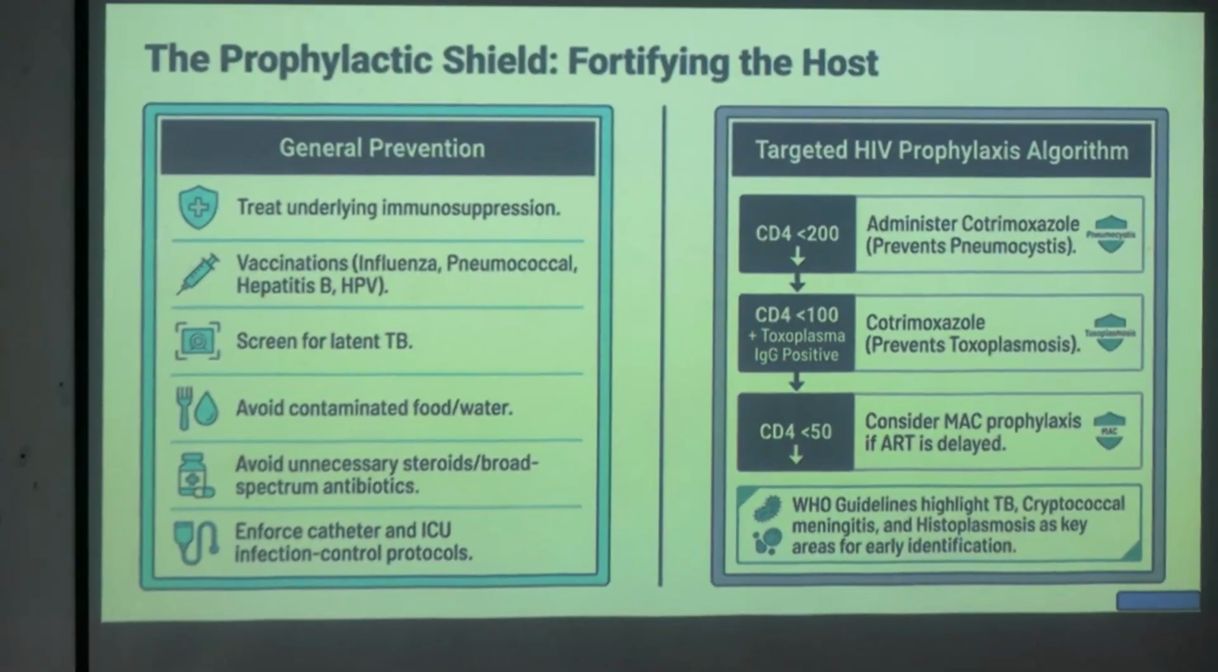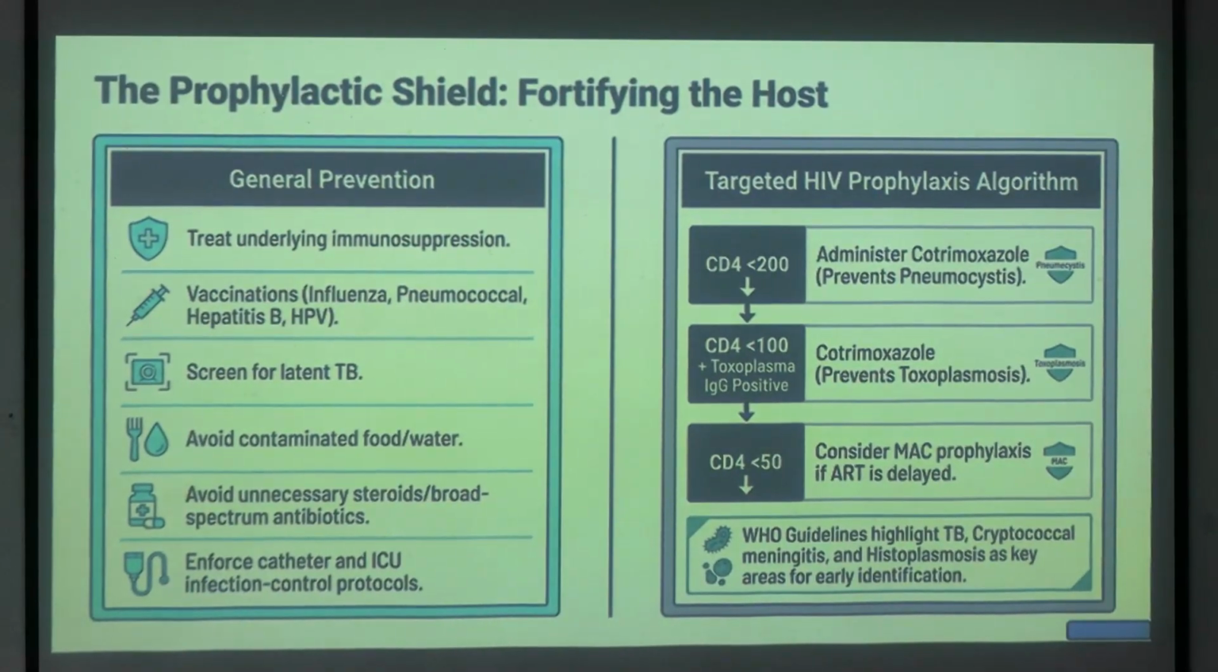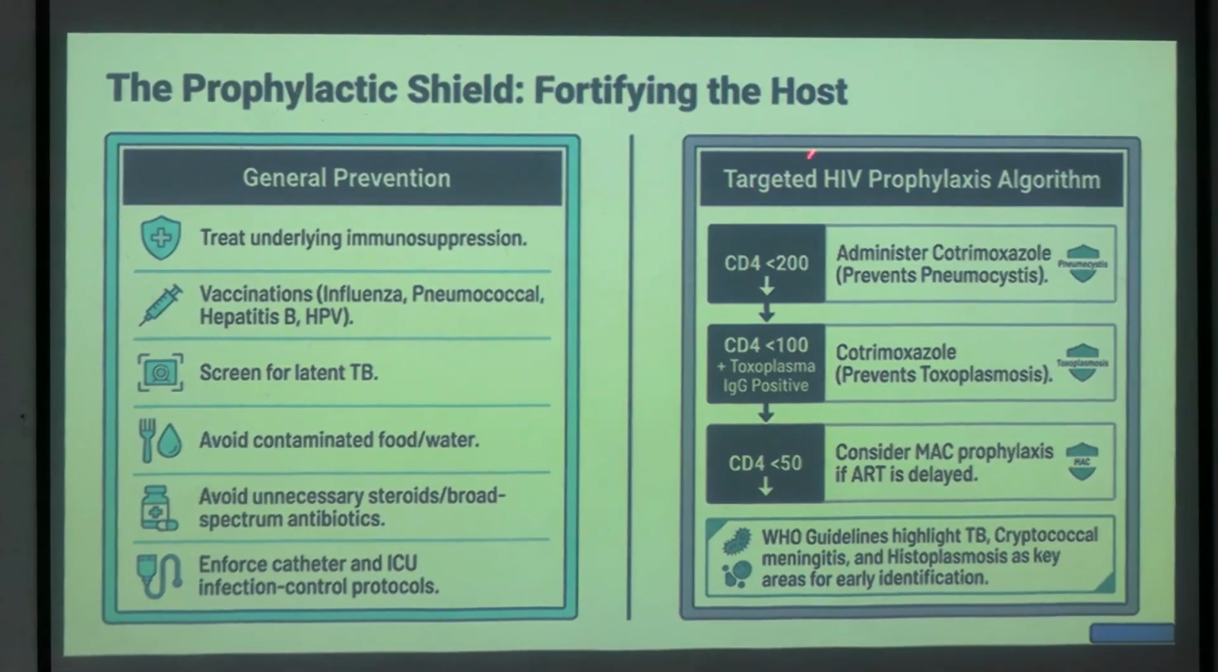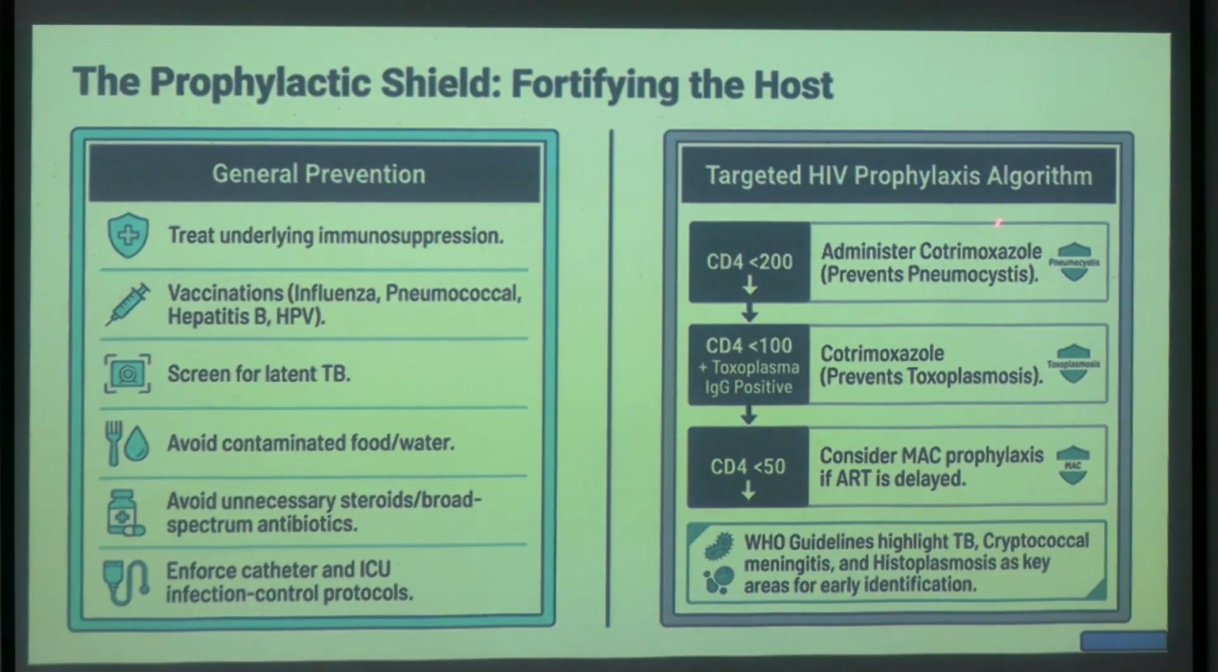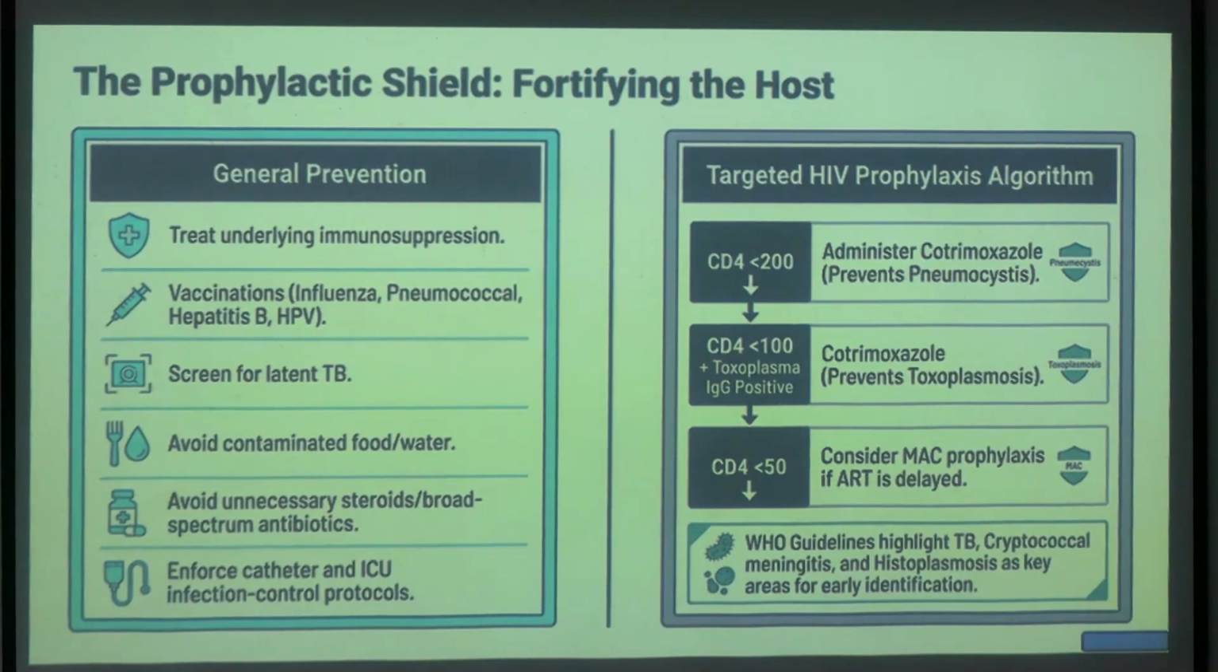Those who don't need catheters or ventilation should not have them. And this is the targeted HIV prophylaxis algorithm: at which CD4 count we give which prophylactic drug. First, administer cotrimoxazole for prevention of Pneumocystis carinii when CD4 is less than 200. Less than 100, cotrimoxazole prevents toxoplasma; if toxoplasma IgG is positive, continue cotrimoxazole. Less than CD4 50, consider MAC prophylaxis if ART is delayed. So this is the kind of prophylaxis algorithm, but this is not the important part.